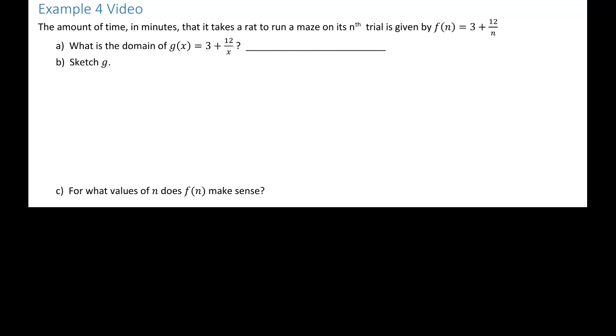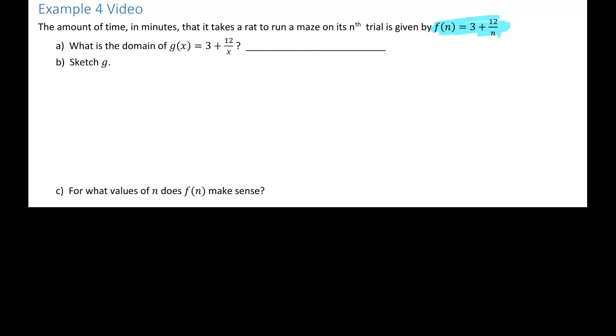So it's a fairly simple function. We have this formula right here, f of n equals 3 plus 12 over n. It is a rational function. I know that because there's a variable in the denominator. There's a little more to it, but that's a good hint. It needs to have polynomials divided by polynomials only in the fractions, but this does count.